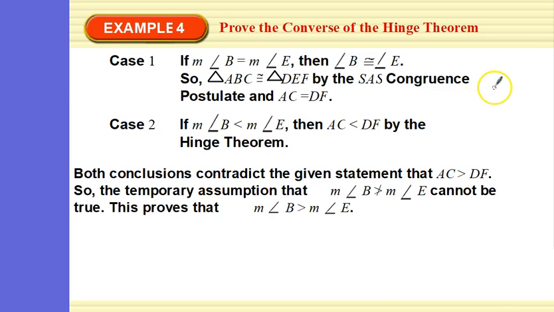Okay, do you guys see how that works? It proves it by proving that the only other possibilities don't work. Does that make sense? So you're indirectly proving it.